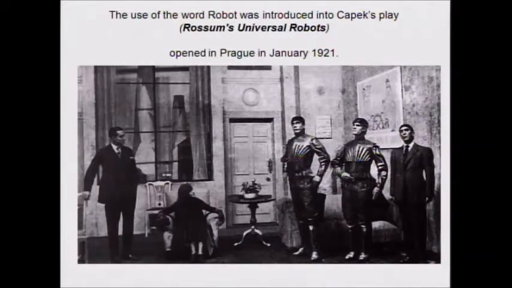In 1921, Rossum's Universal Robots played in Prague. This is the only picture remaining from that play. And as you can see, the three people on the right are actually robots serving their masters. They have their own intelligence to a certain extent, but simple, and are very happy to serve.